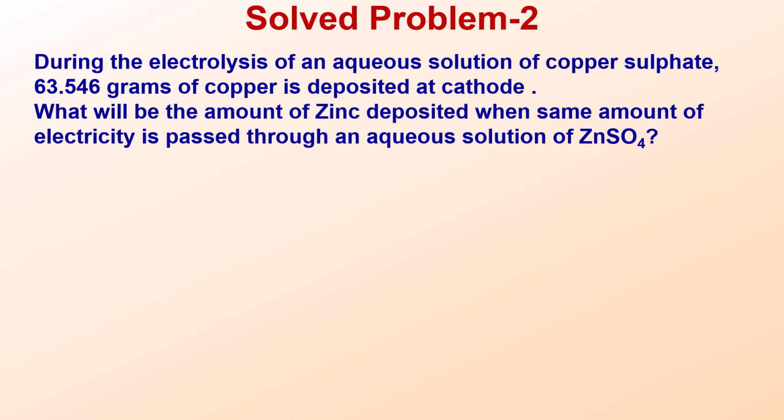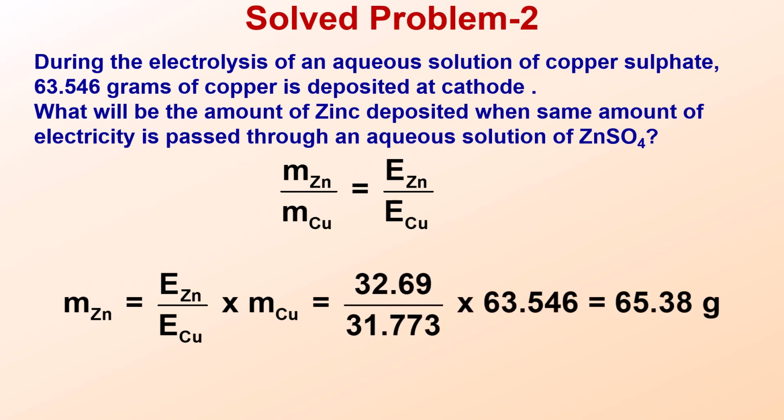We can solve this problem by using the relation obtained from Faraday's second law of electrolysis. According to Faraday's second law, we can write mass of zinc divided by mass of copper is equal to equivalent weight of zinc divided by equivalent weight of copper. And by substituting the equivalent weights of zinc and copper into the above relation, we obtain mass of zinc deposited equals 65.38 grams.